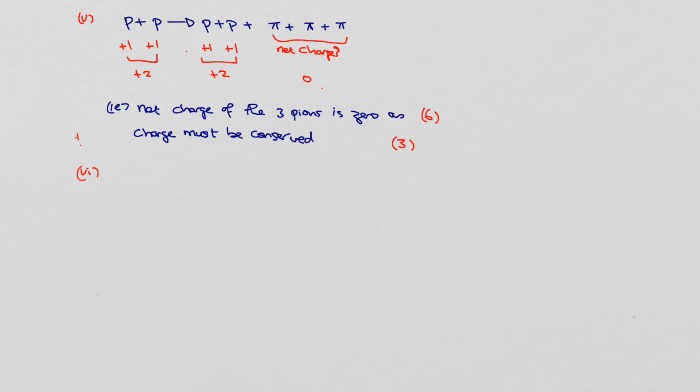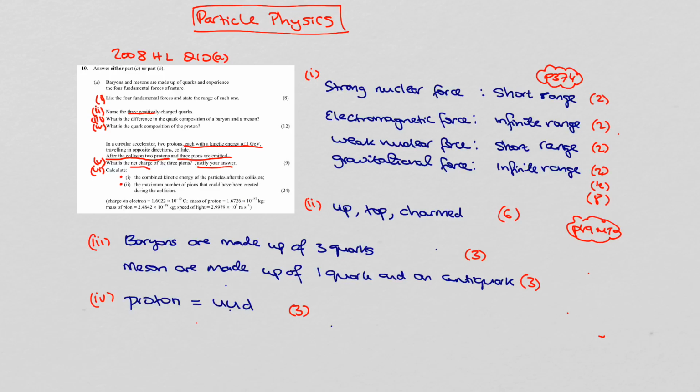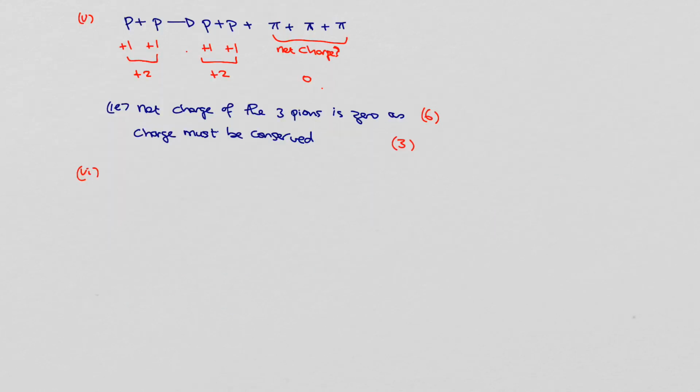Okay, so part 6 then. So part 6 is our calculation. We're looking for the combined kinetic energy of the particles after the collision. And then also we're going to look for the maximum number of pions that could have been created during the collision. So we're told 3 pions are emitted, but they're asking us, well, how many in total could have been possible based on the kinetic energy of the 2 colliding protons. Okay, so let's have a look.